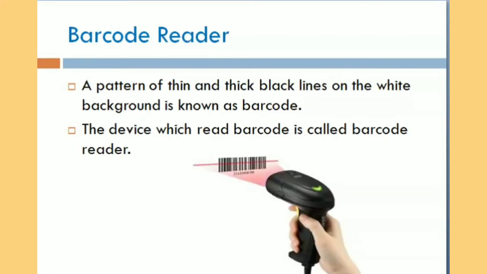A pattern of thin and thick black lines on a white background is known as a barcode. The device which reads the barcode is known as the barcode reader. This is an input device. A barcode reader has a light source and a lens. It reads the bars printed on the barcode and sends digital information to the computer.